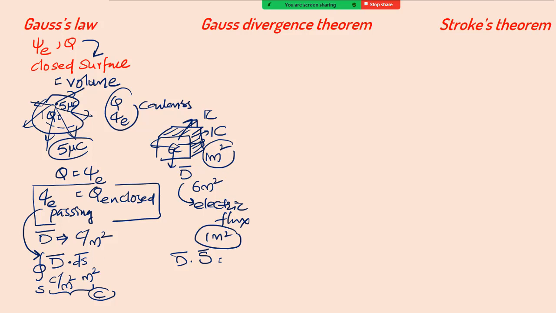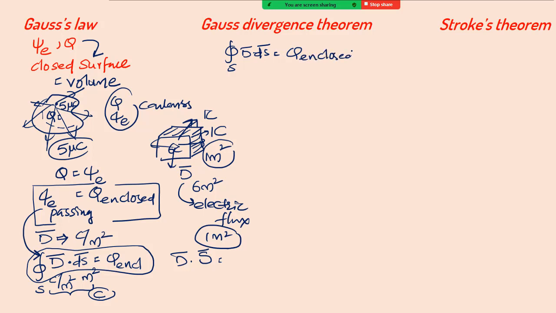Okay, so this is about the left side part, and on the right side we will write Q enclosed only. This is another form of the Gauss law. Next, this Q on the right side we will talk about now. The closed surface integral of D bar dot dS bar is equal to Q enclosed.